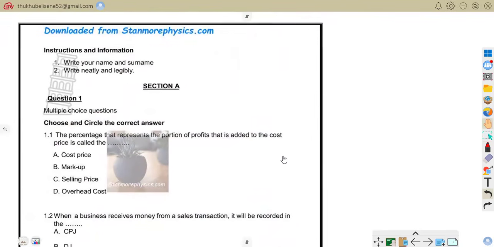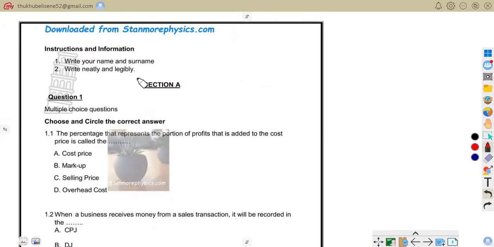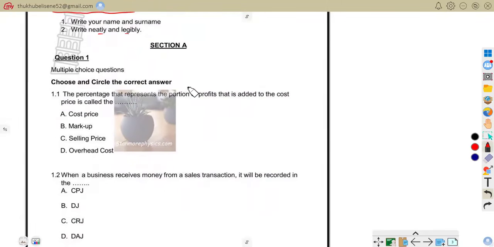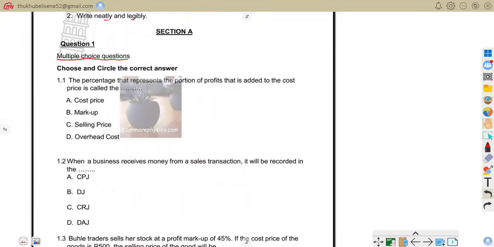So now we are on the instructions and information. It says write your name and surname and write neatly and legibly. We are first going to start with section A, question 1, which is multiple choice questions. So without wasting much time, let's get to our business of today. As it says, choose and circle the correct answer.